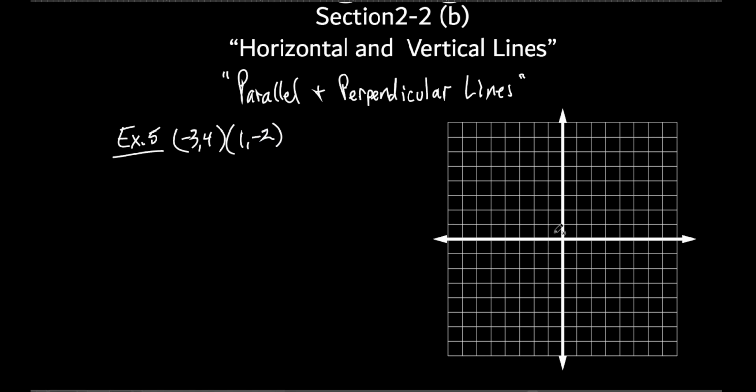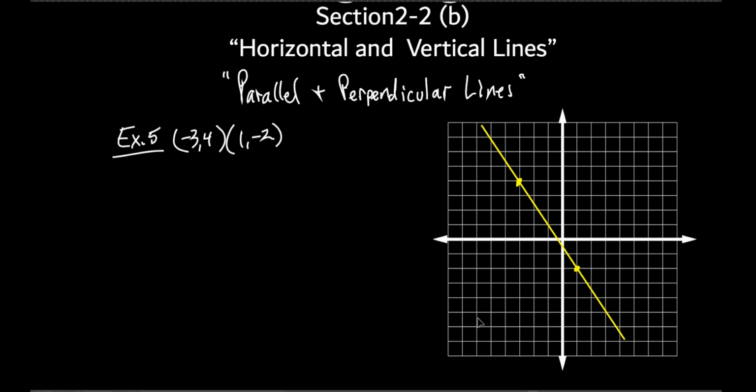(-3, 4). So let's plot (-3, 4). 1, 2, 3. 1, 2, 3, 4. Just put it down. Right there. And then (1, -2). Let's plot that. So we go over 1, we go down 2. And then I'm going to connect those right there. And then grab this one. Just make that go down a little bit further. All right, so there's that one line right there. That's (-3, 4), (1, -2).